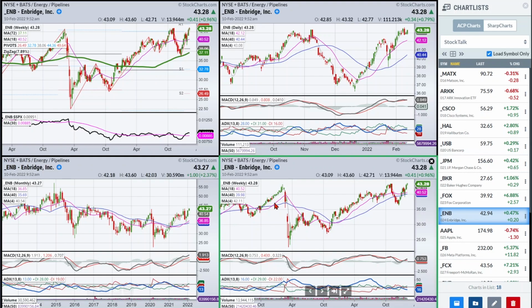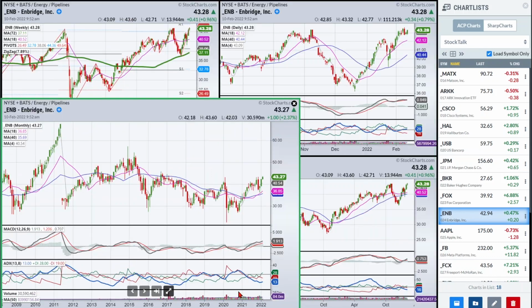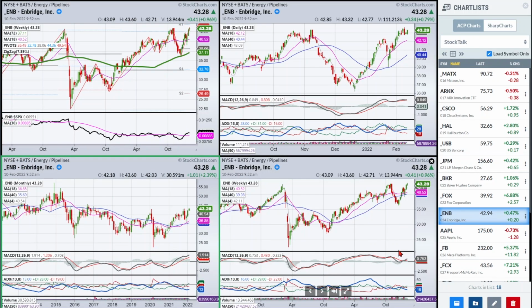Enbridge is looking pretty attractive here. We have this big turn developing on the monthly chart. This stock went through a declining phase and then found a lot of support at 30 and has worked up, and now we're above the key moving averages. We've got MACD improving. Green DI is starting to break out above 25, and MACD on the weekly chart is respecting the zero line.